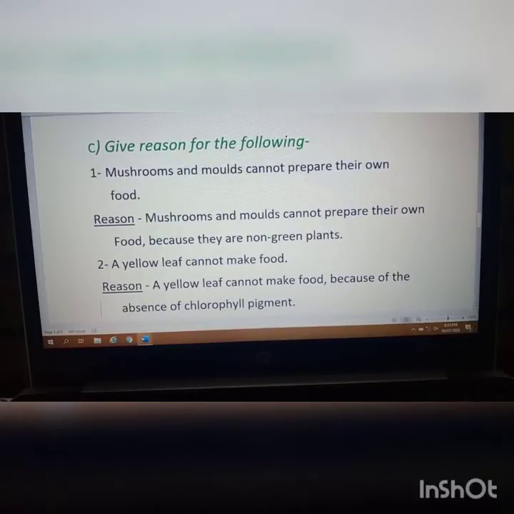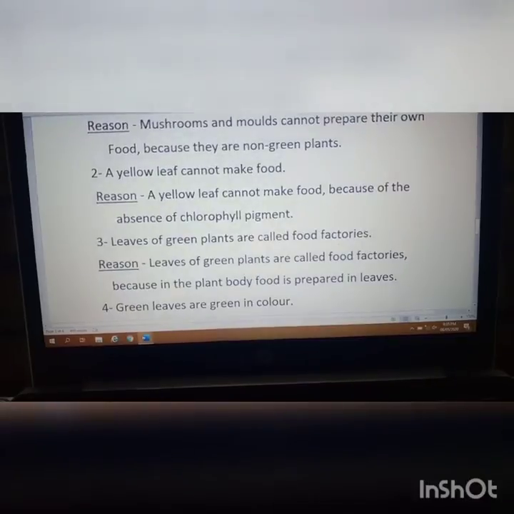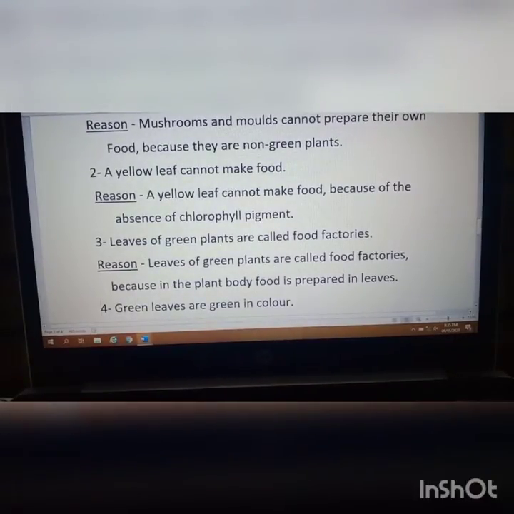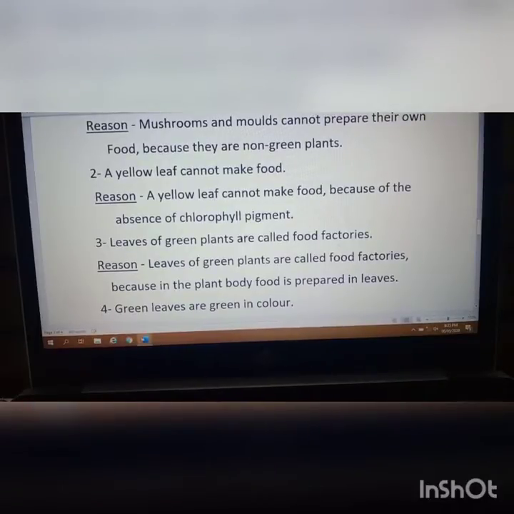Now question number 2, a yellow leaf cannot make food. Again the same reason, that is a yellow leaf cannot make its food because of the absence of chlorophyll pigment, and chlorophyll gives green color to the plants, and if there is no chlorophyll then photosynthesis will not occur in such leaves. Okay, next question number 3, leaves of green plants are called food factories. Already I have told you this reason. So its reason is leaves of green plants are called food factories because in the plant's body food is prepared in leaves, that's why they are called food factories.